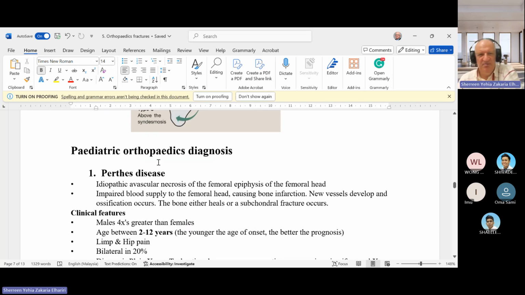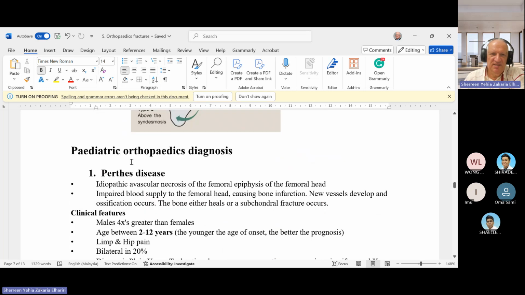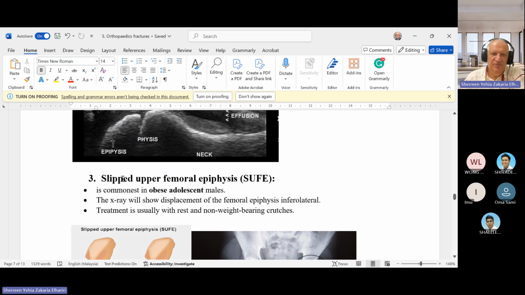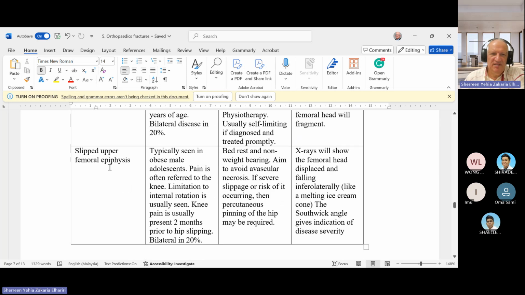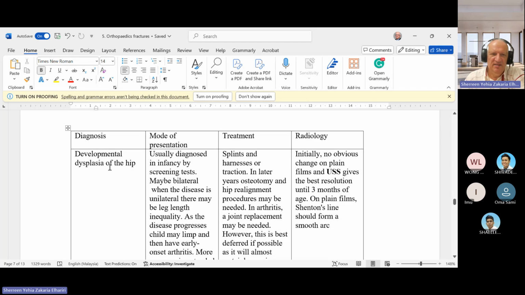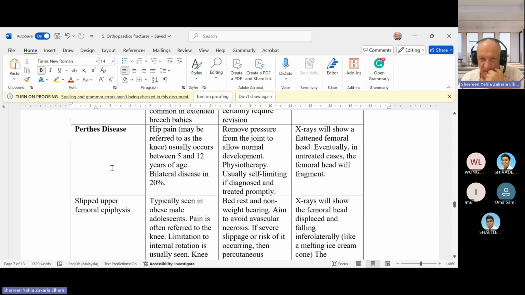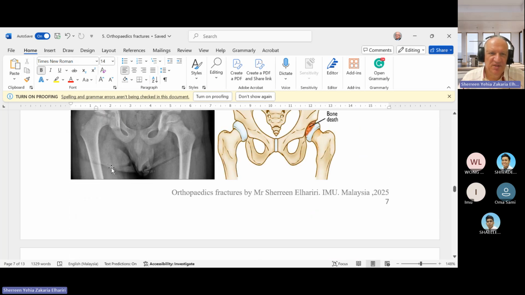The second topic in pediatrics is very, very common in exams, and you must have three questions following each other about Perthes disease, about transient synovitis, about SUFE or slipped upper femoral epiphysis. So I just make a comparison between Perthes, SUFE, and congenital dysplasia, just to be easy. It is important to know that nowadays we have ultrasound for the joint.